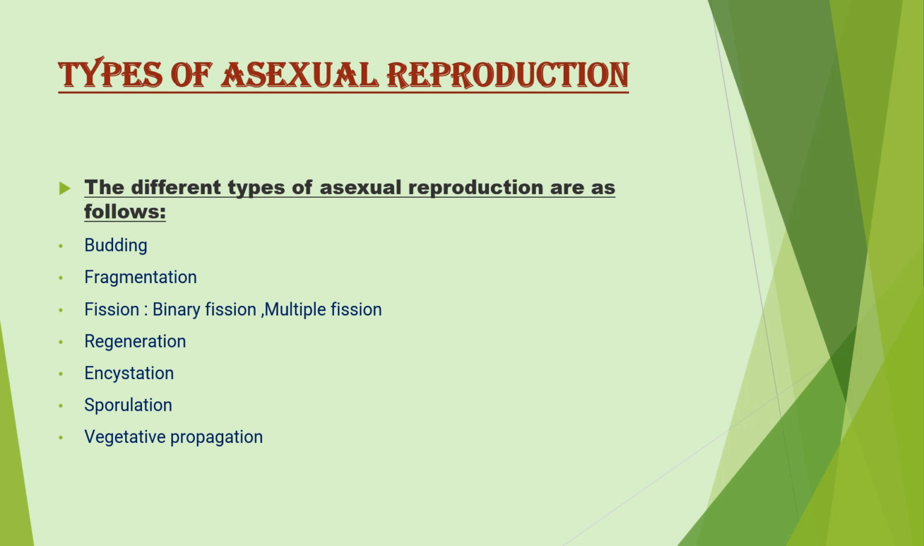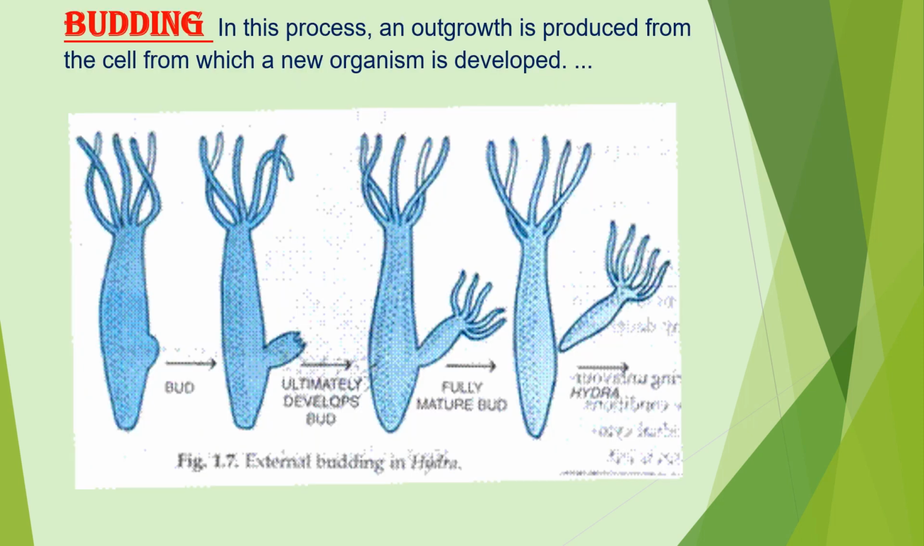Now we'll discuss different types of asexual reproduction one by one: budding, fragmentation, fission, with two types of fission, binary and multiple fission. Then there is regeneration, and we'll discuss encystation, sporulation, and in the end vegetative propagation. First is budding. What is a bud? A bud is a protuberance or outgrowth from the body of the main plant, or organism, which detaches from the body.